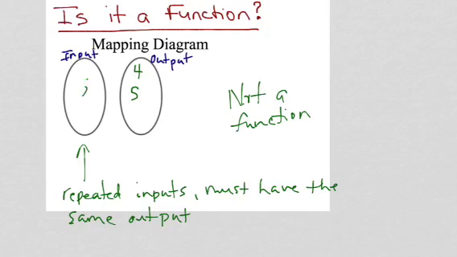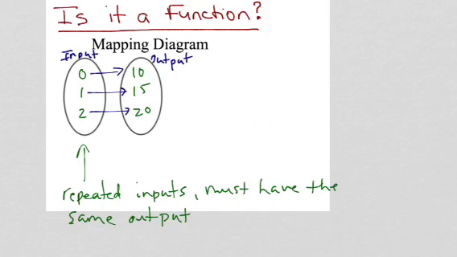Now, sometimes they draw these mapping diagrams kind of weird. So let me show you what I'm talking about. Sometimes they have a list of numbers over here like 0, 1, and 2, and a list of numbers over here like 10 and 15 and 20. And then they draw little arrows to show what goes with what. 0 goes with 10. 1 goes with 5. 2 goes with 20. As long as there are no repeat input numbers with different output answers, then this is fine. So that would be an example of everything being fine.